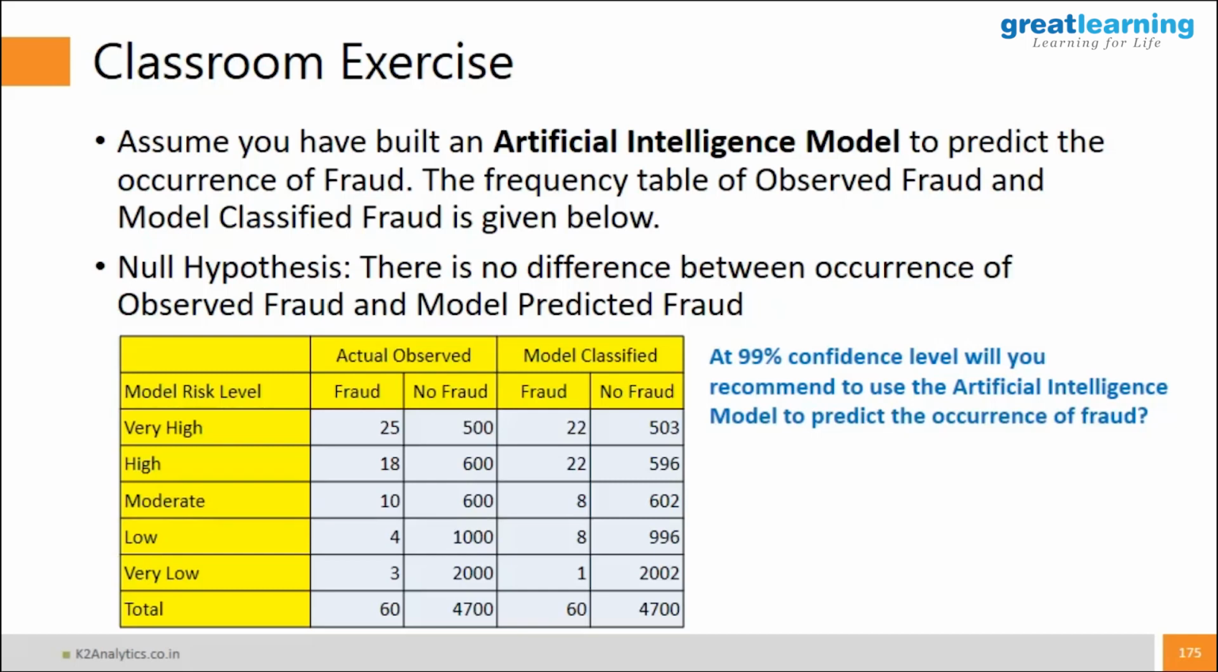These two numbers are very close to each other. So observed minus expected will not be different. So the model is able to categorize. Here in very low, the actual is 3 frauds and 2000 no frauds. The model said here I should only have 1 fraud and 2002 no frauds. Numbers are very close to each other.